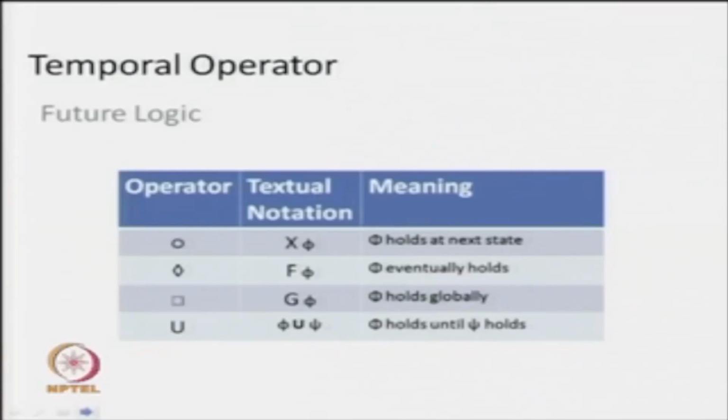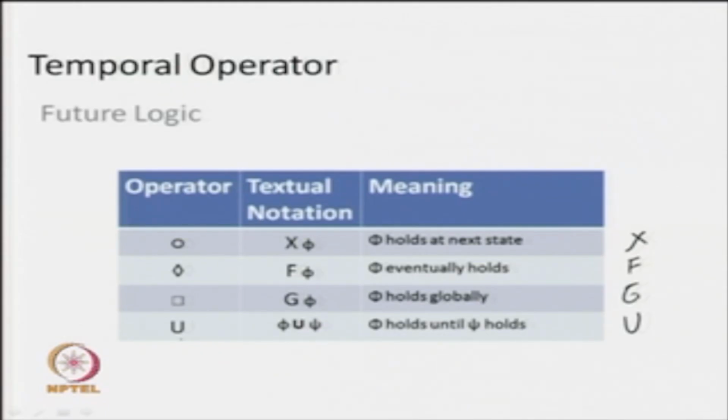So now we have seen these four operators: the next state operator, the eventuality operator, the globally operator, and the until operator. These are the four temporal operators that we have. In classical notation we represent X, the next state, by a circle, the diamond for eventuality, the box for globally, and U for until. If we are in a particular state, we are saying whether something is going to happen in the future, either in the next state or in all the states in the future.